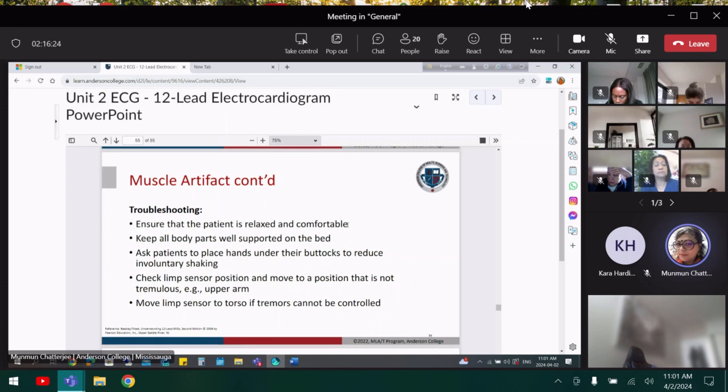Check the limb sensor position and move it to a position that is not tremorous, for example the upper arm. The upper arm is not shaking. Move the limb sensor to the torso if tremors cannot be controlled.